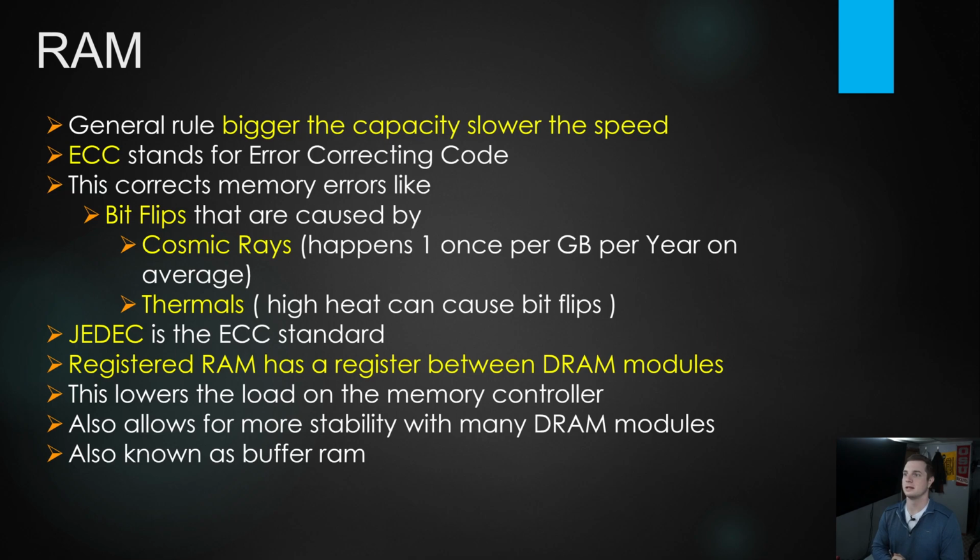Registered RAM has a register between the DRAM modules. Basically it takes the load off of the memory controller that's typically found on the CPU these days, and we're talking about DDR4 at this point. With DDR5, the memory controller is on the RAM itself, so we don't have to worry about registered RAM nearly as much. Okay.